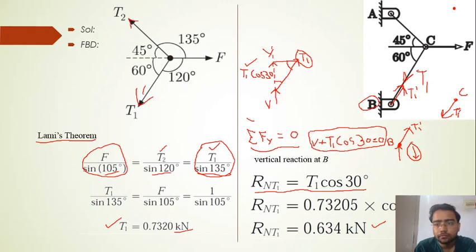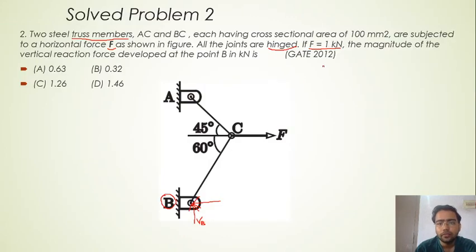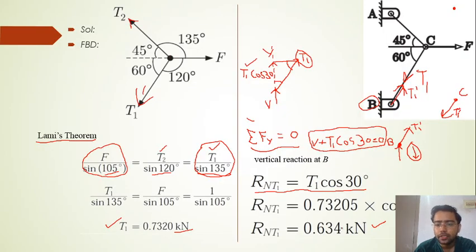Nowadays they are asking everything in GATE question papers because it is getting tougher day by day. In GATE 2012 they didn't ask the direction. They should have asked, because it is a 2-mark question, right? Anyway, the answer will be 0.634 kilonewton in the downward direction.